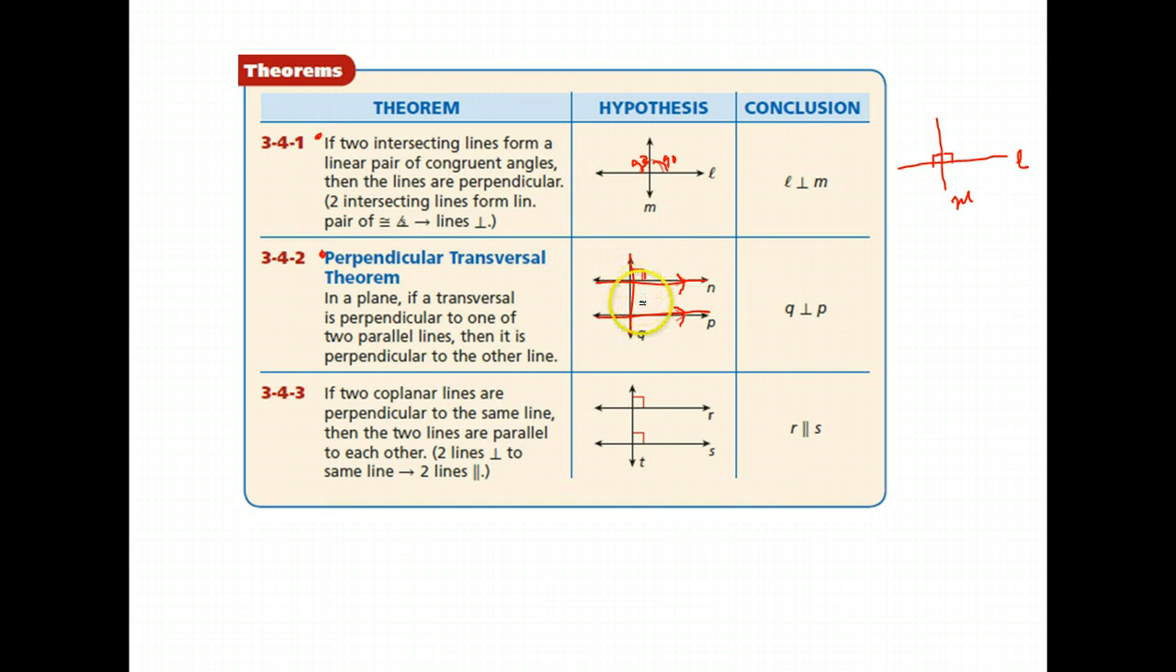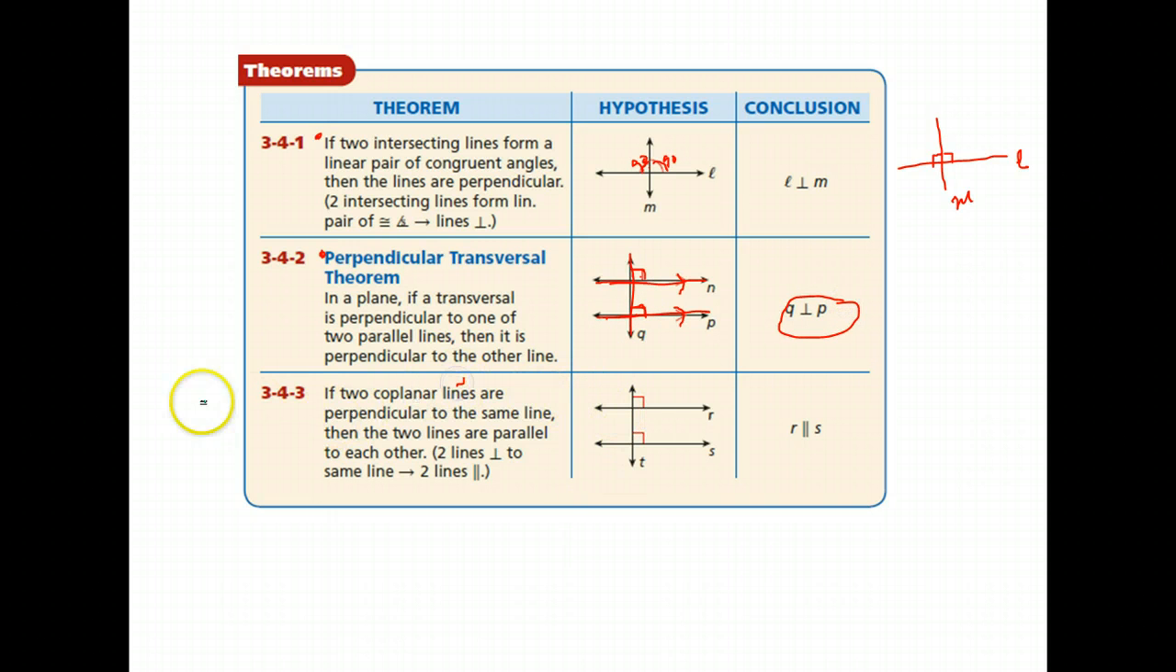Now, we know based on corresponding angles, our properties for transversals, that if this is a right angle, this must also be a right angle because corresponding angles are congruent. So that tells me that not only is Q perpendicular to line N, it's also perpendicular to this line P down here.